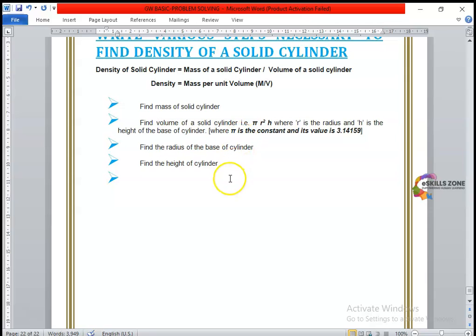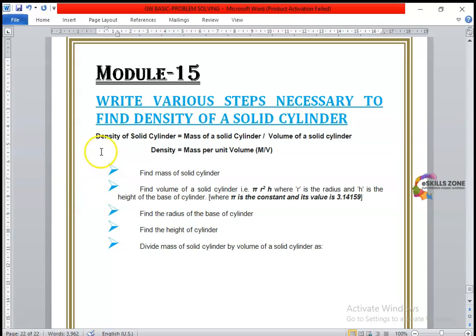Now, after having all these values, we will divide the mass. In this step we will type: divide the mass of the solid cylinder by the volume of the solid cylinder. This is how we're going to find the density. This is the final step through which we can calculate it, as we already discussed the definition and the formula to calculate the density of a solid cylinder.